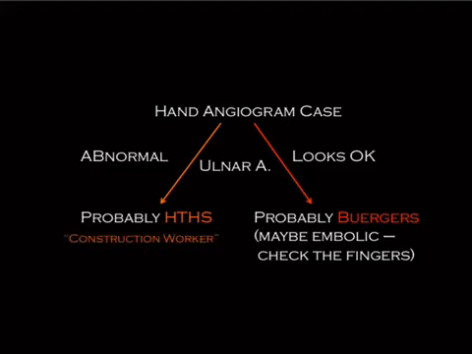So Buerger's is classically going to have these corkscrew vessels, which is what I showed. But if you've got a bunch of distal emboli and you don't see those corkscrews, it could be some guy with AFib or whatever that's throwing clot. Now the classic history for hypothenar hammer is a construction worker, and for Buerger's it's a smoker and it's a man. Strong association with smoking for Buerger's.